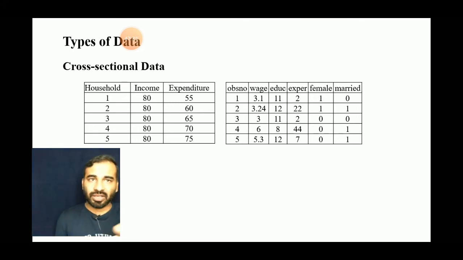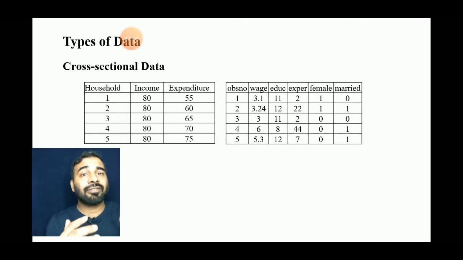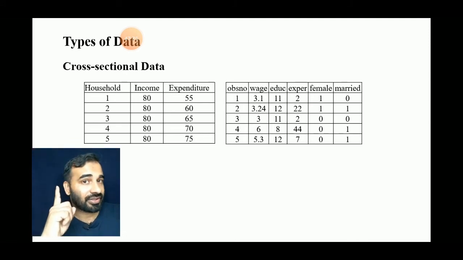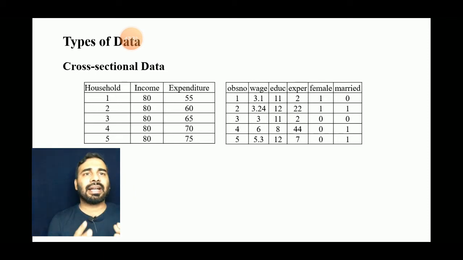Okay, look at the next one. Here we are collecting the data from labors. In the first case it is from households, so household is the cross section. In the next example we are collecting the data from labors: labor wage, education, experience, gender, marital status. So 1 2 3 4 5, what does 1 2 3 4 5 mean here? It is first labor, second labor, third labor and fifth labor. Clear? Okay, so here we don't have a time dimension. This will be more clear when we discuss the time series.